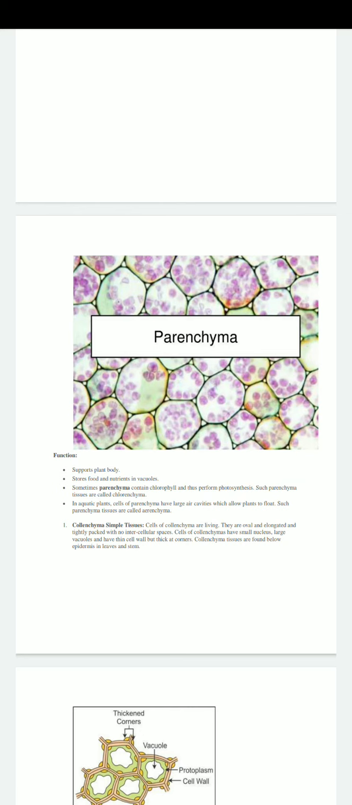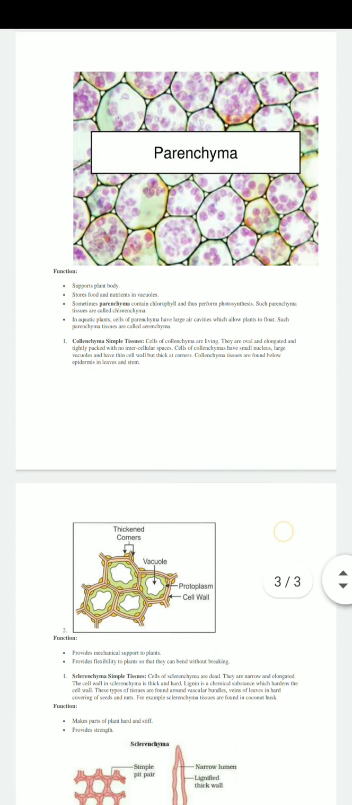Now we will study about collenchyma. Cells of collenchyma are living. They are oval, elongated, and tightly packed. They have no intercellular spaces. Cells of collenchyma have a small nucleus, large vacuole, and a thin cell wall, but thick at the corner.